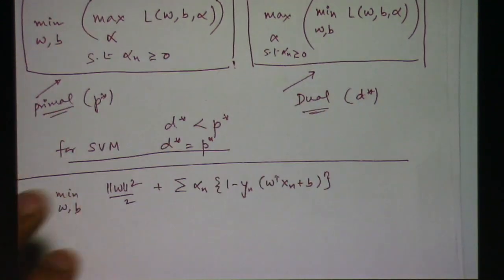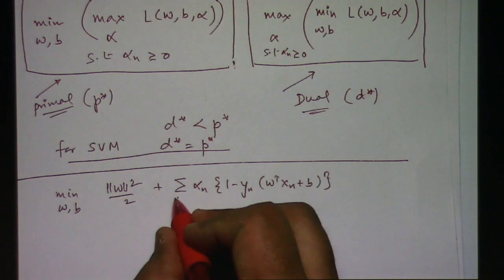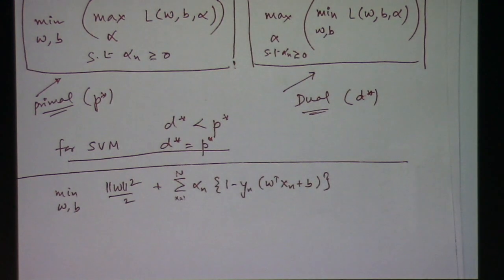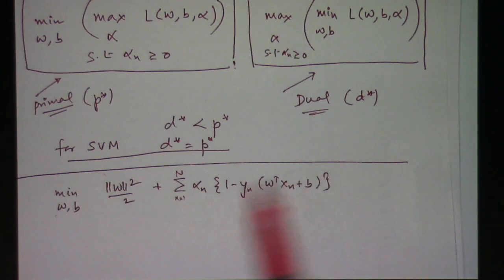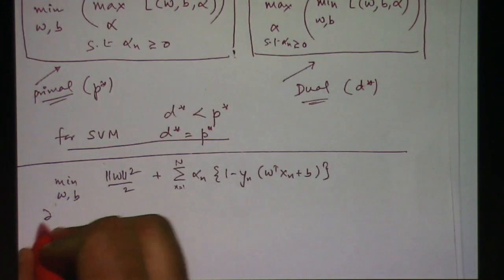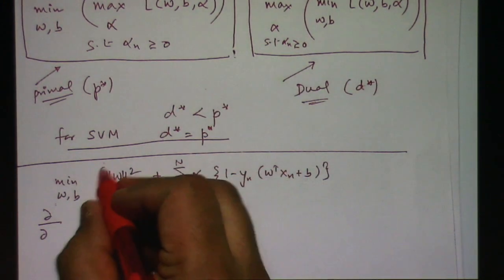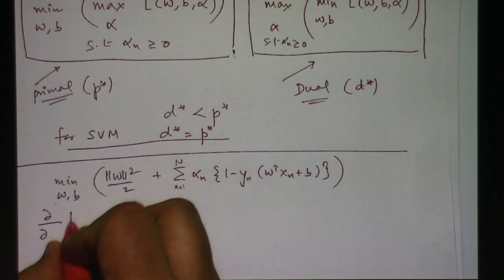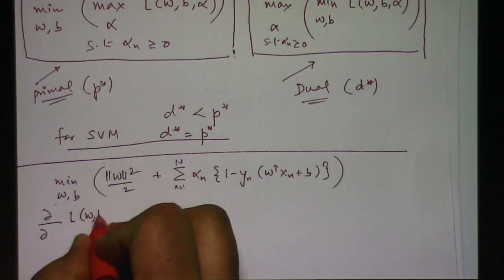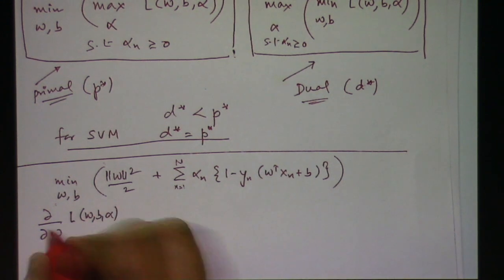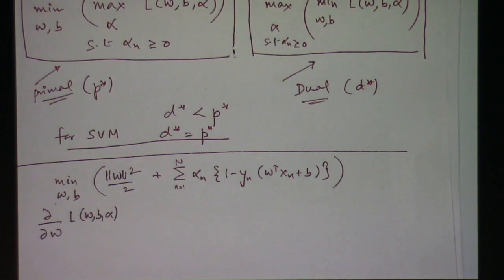Right? So this is, of course, n equal to 1 through n. So let's first try. Let's assume that the alphas are given, they are constants, and we are going to find the W and B that minimize this thing. So what we will first do is compute d by dW of this, which I'm going to call L of W, B, alpha, with respect to W, and then we're going to set it to 0.